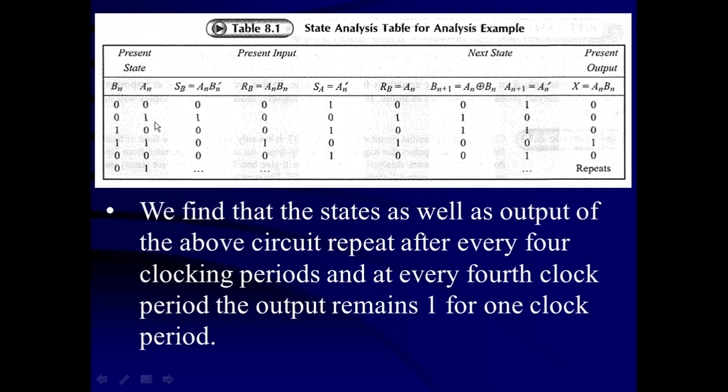Bn plus 1 is nothing but the 2 input exclusive OR gate, 0 1. So the output is going to be 1 for the exclusive OR gate. So Bn plus 1 is going to be 1. An plus 1 is going to be An dash, that is going to be 1 dash, that is going to be 0. And X is equal to An Bn, that is going to be inputs 0.1, that is going to be 0. So output remains 0.